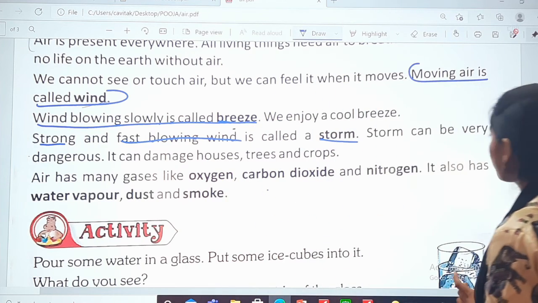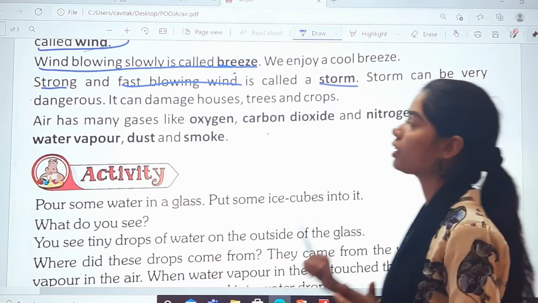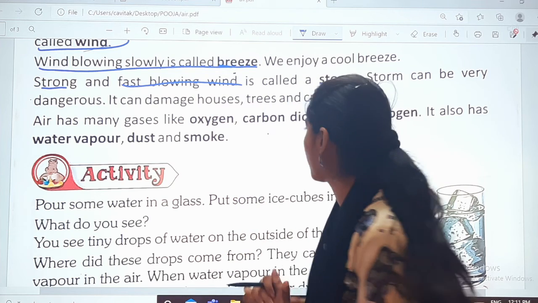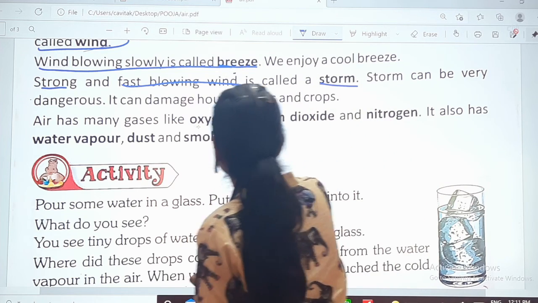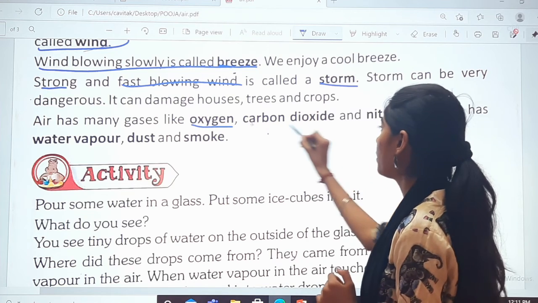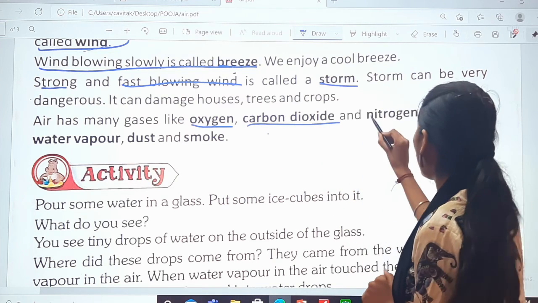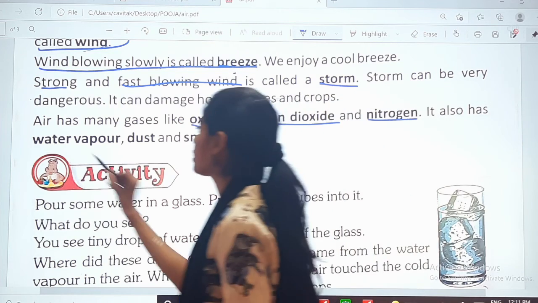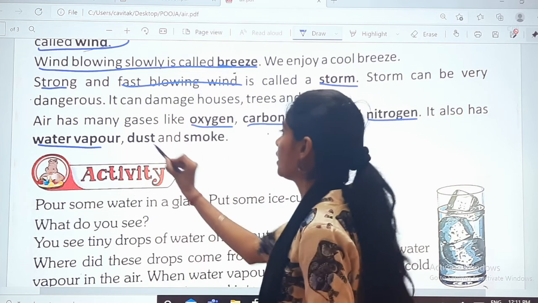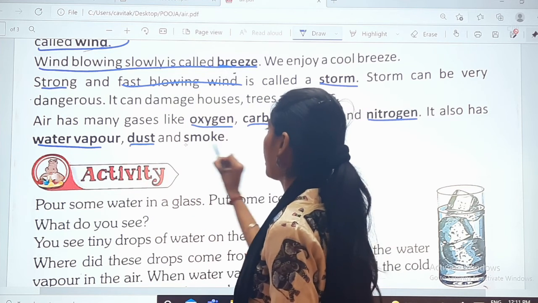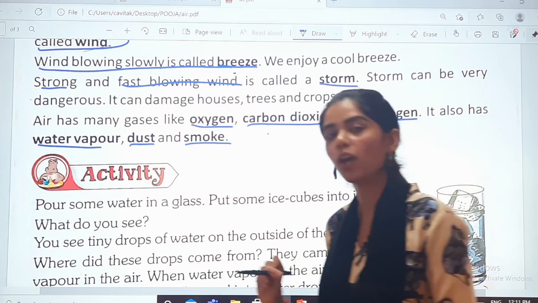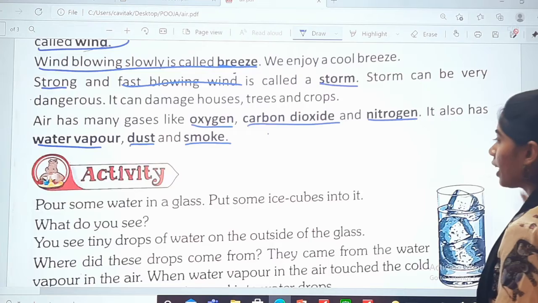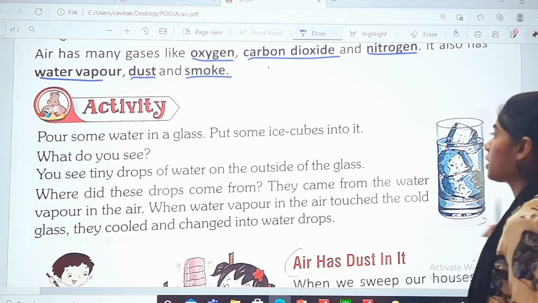Is it clear, children? We have studied that air has many gases. Which are they? Let's discuss. Oxygen, carbon dioxide and nitrogen. What else does it have? It has water vapor, dust and smoke. All this the air has. Is it clear?